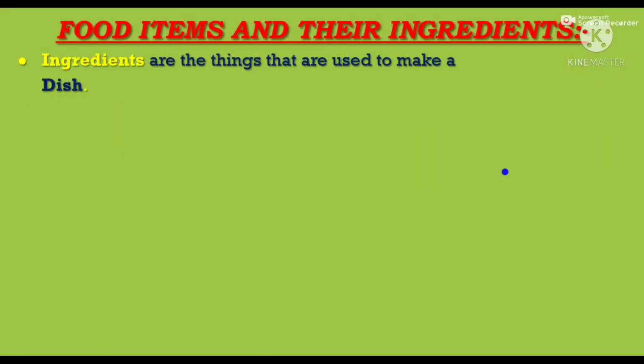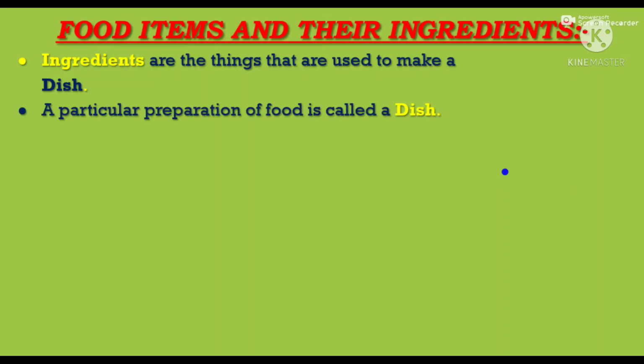Next is food items and their ingredients. So what do you mean by ingredients? Ingredients are the things that are used to make a dish. And what is a dish? A particular preparation of food is called a dish. And a recipe is a list of directions to prepare a dish.